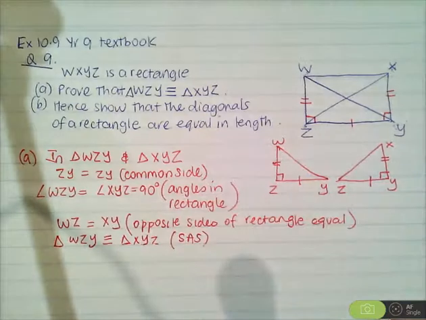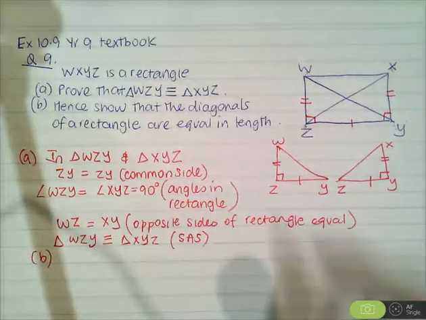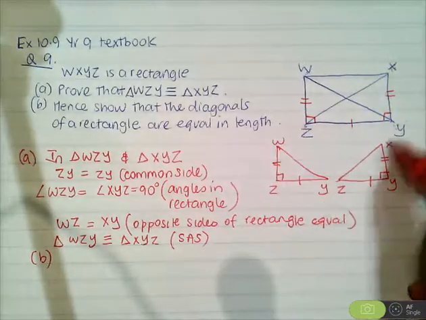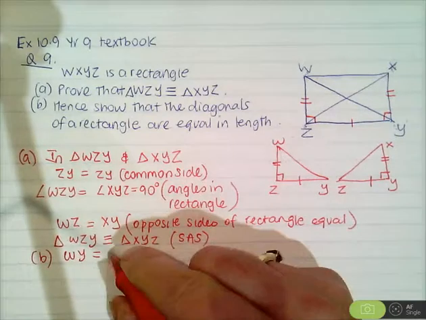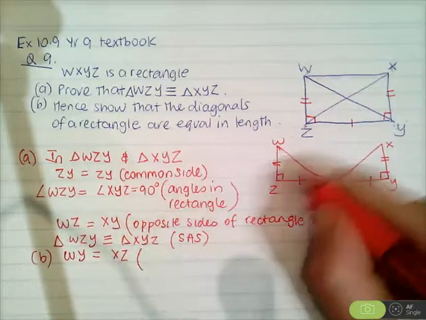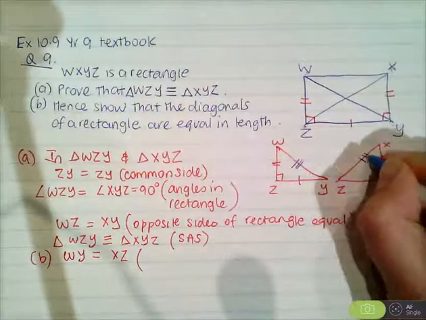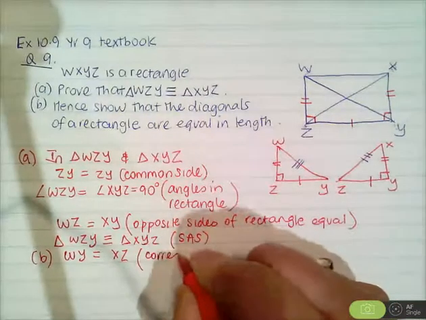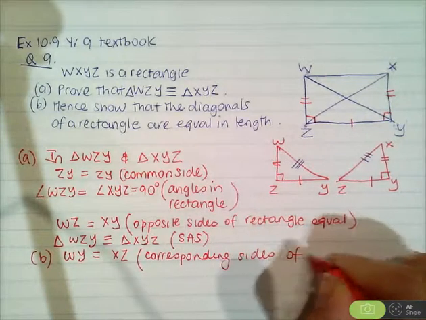Now in part B, we're trying to prove that the diagonals of a rectangle are equal in length. And here are the diagonals, WY and XZ. So I can say WY is equal to XZ. The reason that those are equal, I'm going to put triple dashes now, is that they are matching or corresponding sides of congruent triangles.